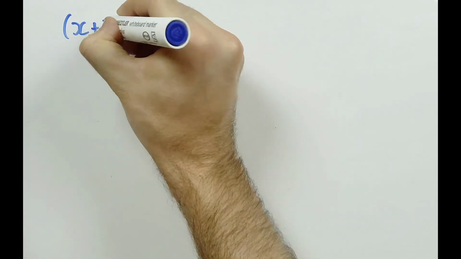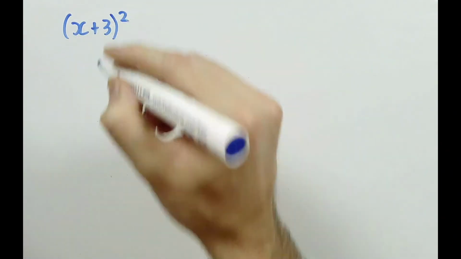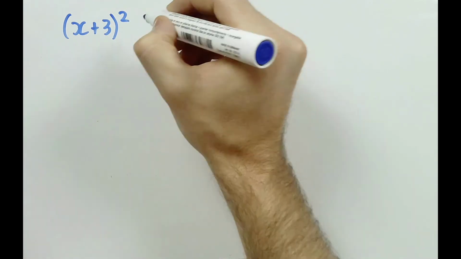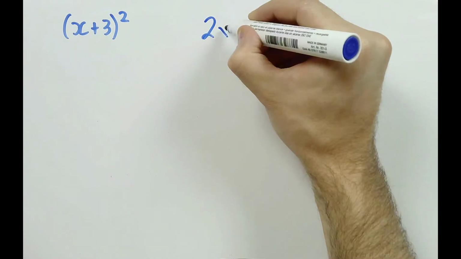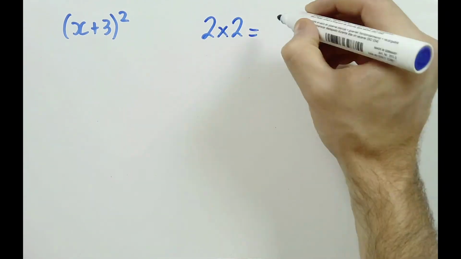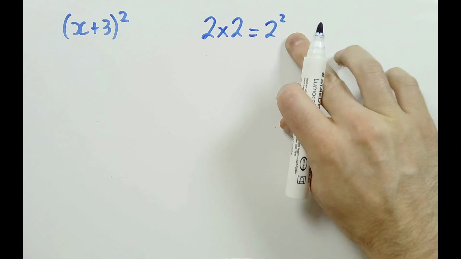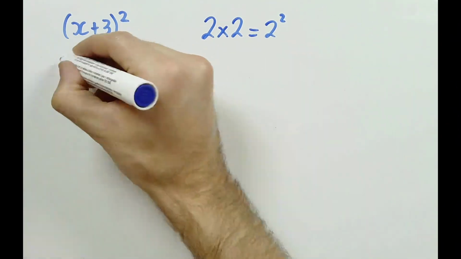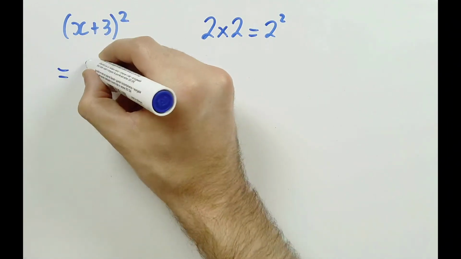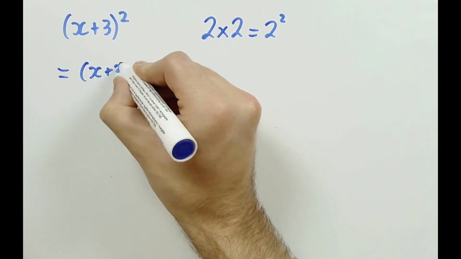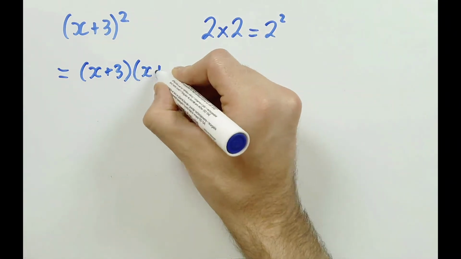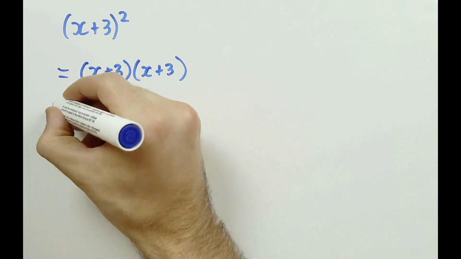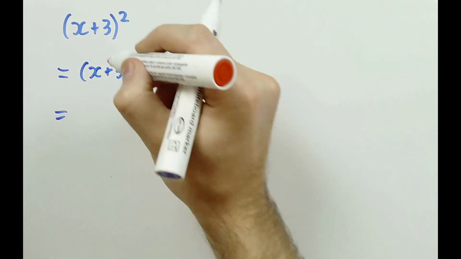x plus 3 all squared. Wait a second, this looks a little bit different. But recall that when you multiply a number by itself, you can also refer to that number as itself to the power of 2. So here we can simplify this to x plus 3 multiplied by itself, x plus 3. And now we have an equation that we can apply this distributive law to.